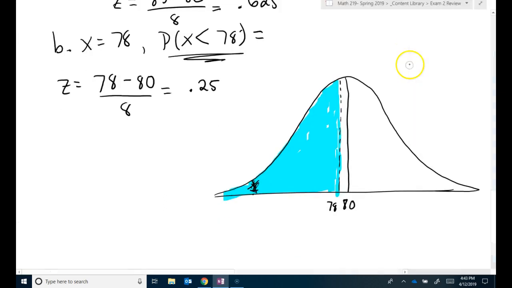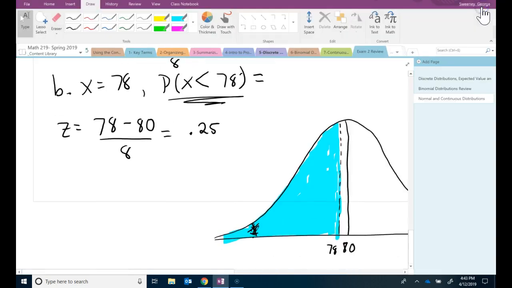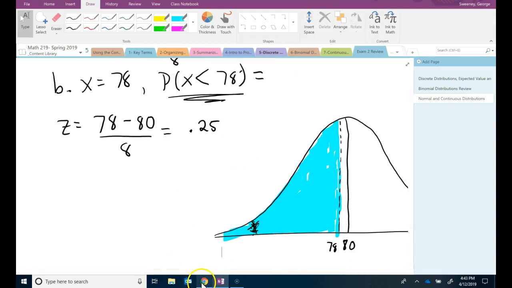If you just go in and use StatCrunch and then you draw the picture off of what StatCrunch says, you better be really confident that you've got your problem set up completely correctly, or else not only are you going to end up with a wrong z-score, you're going to end up with a wrong probability, you're also going to end up with a wrong picture. Okay?